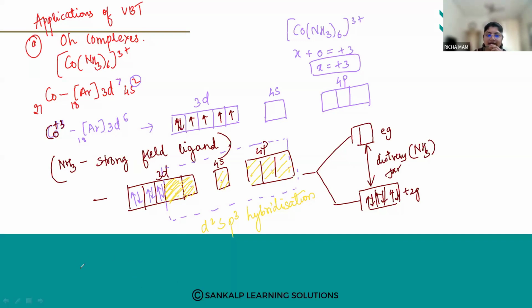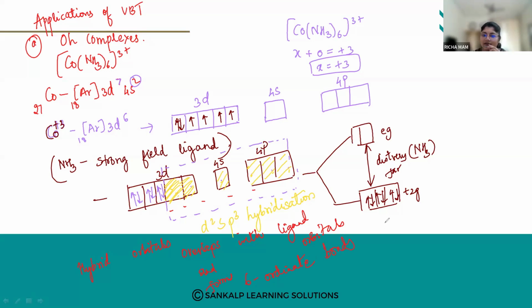Okay, so let me write it here. Next point. So these are the hybrid orbitals. These hybrid orbitals overlap with ligand orbitals. And how many coordinate bonds does it form? It forms 6 coordinate bonds. Okay, so how are the 6 coordinate bonds formed?